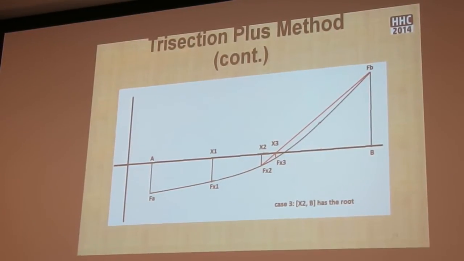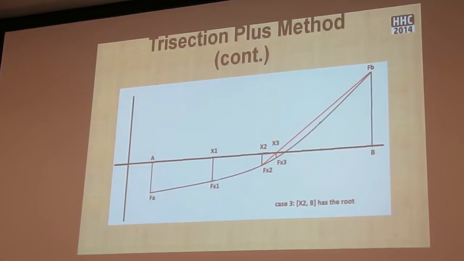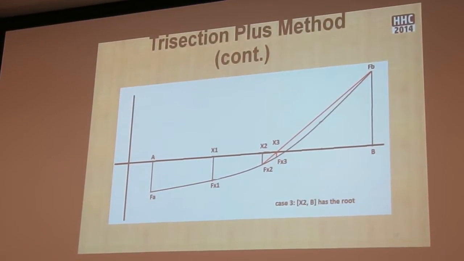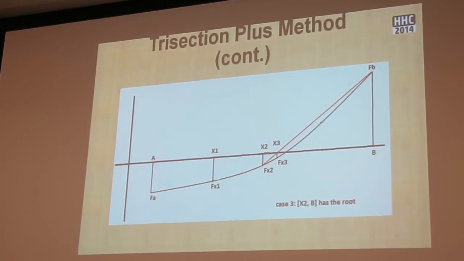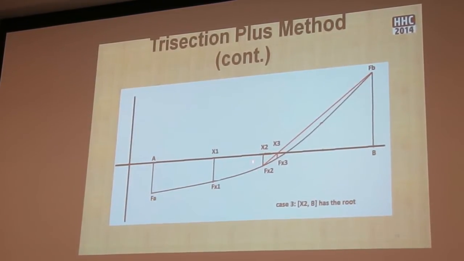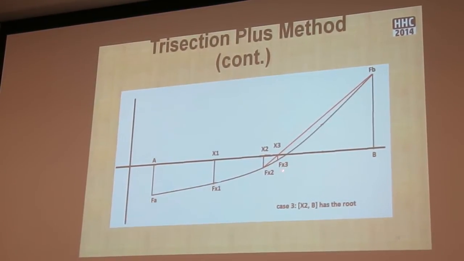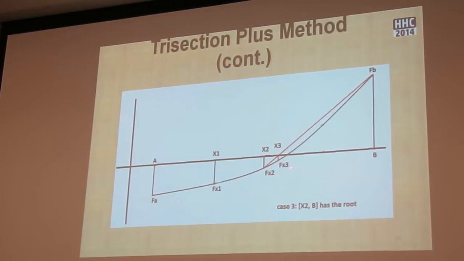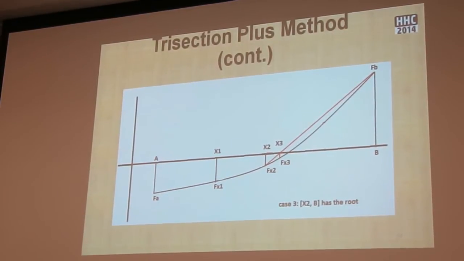Case 3 is where fa, fx1, and fx2 all have the same sign. In this case, it's this image. They're negative. They could be symmetric. They could all be positive. Then we say, okay, we're going to draw a line between x2 on the curve and b on the curve and get x3 there. And then look at its sign. In this case, fx2 and fx3 have the same sign, so the new interval is x3, b. If not, it would be x2, x3.